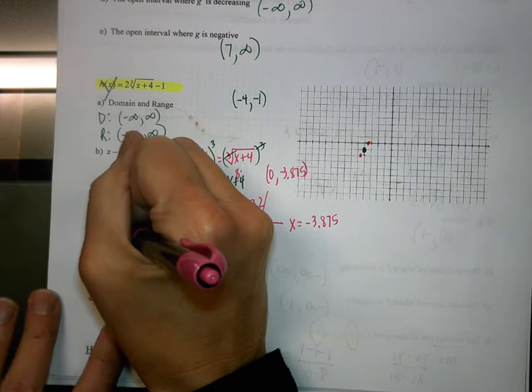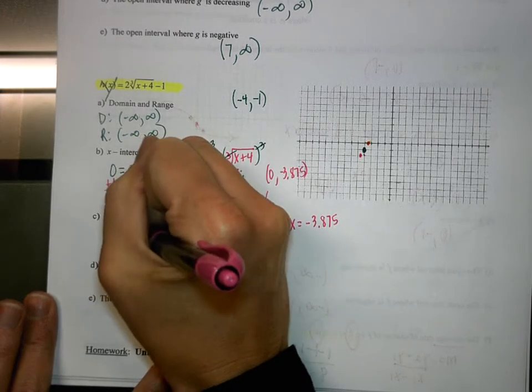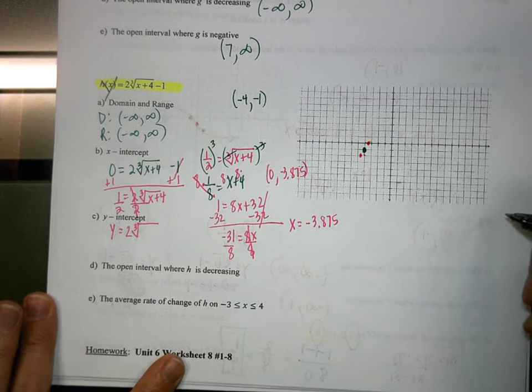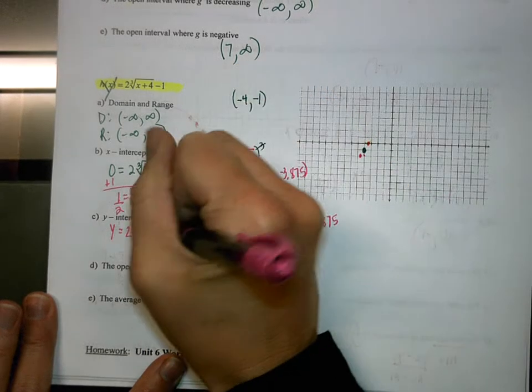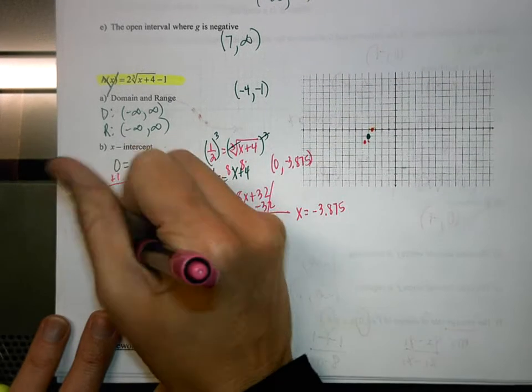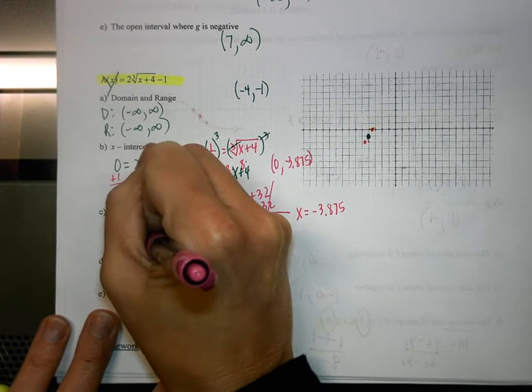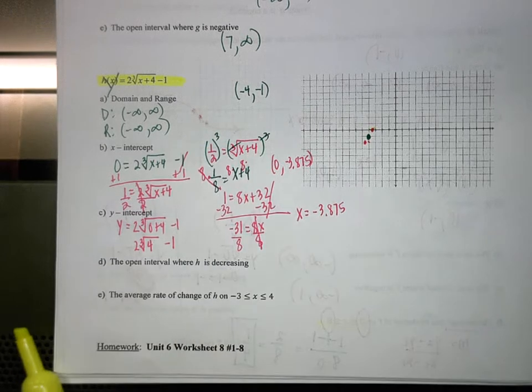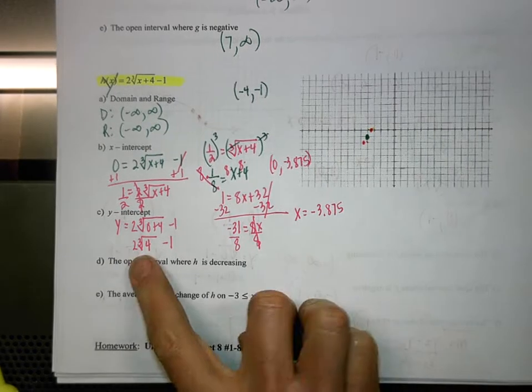So I have y equals 2 times the cubed root of 0 plus 4, minus 1. And so we have 2 cubed root, 0 plus 4 is 4, minus 1. Now we're going to have to approximate this.